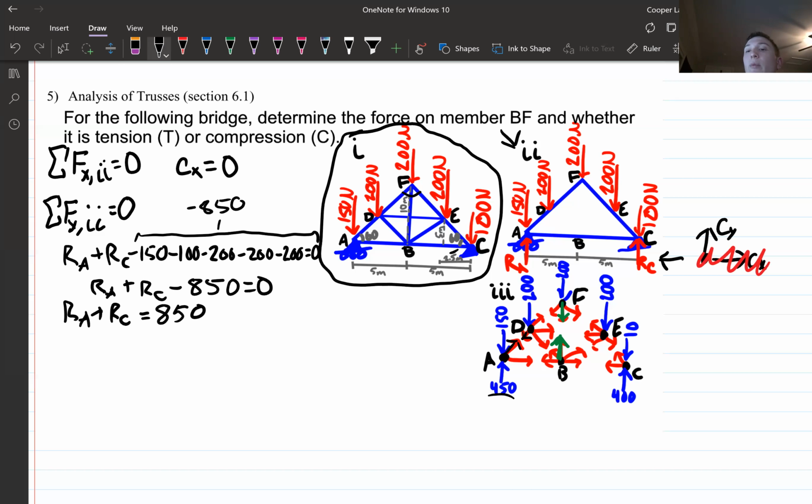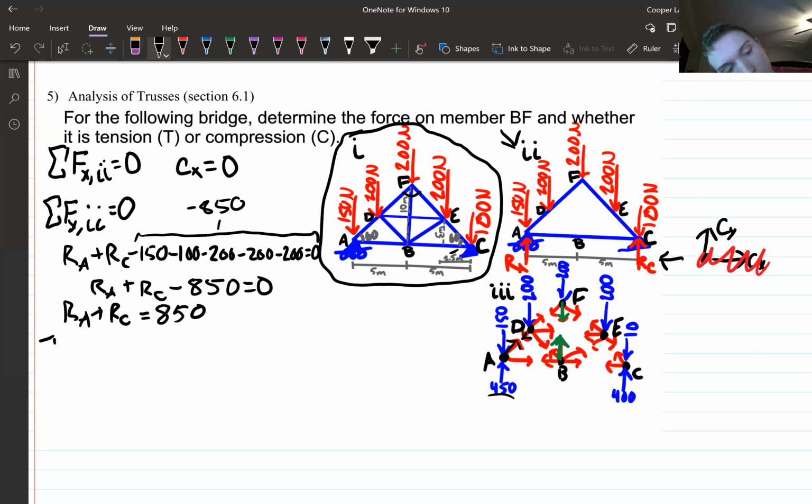So now I'm going to move on to using a moment equation. I'm going to use a moment equation because I can use it to get rid of one of my variables. In order to get rid of one of my variables, I have to choose either point A or point C. I'm going to choose point C. There's no real reason why I have to choose point C. I could easily do it with point A and I'd still get the same answer. However, I could not do it with point B, D, E, or F, because if I do that, I won't be eliminating one of my variables.